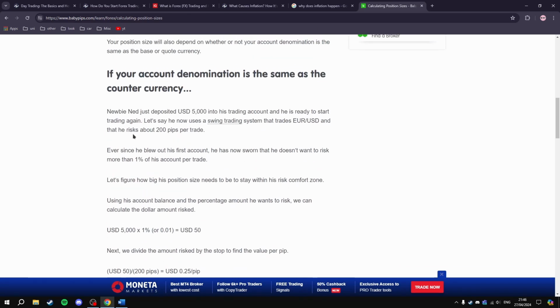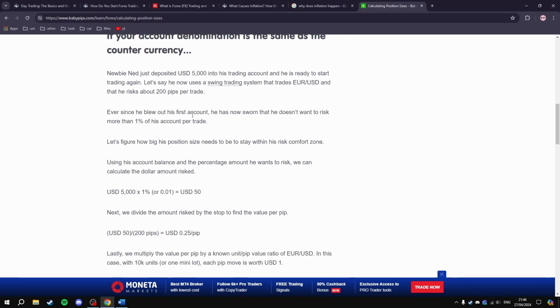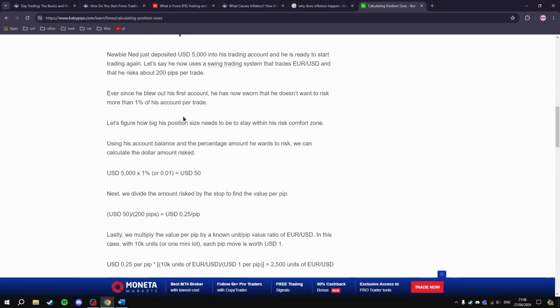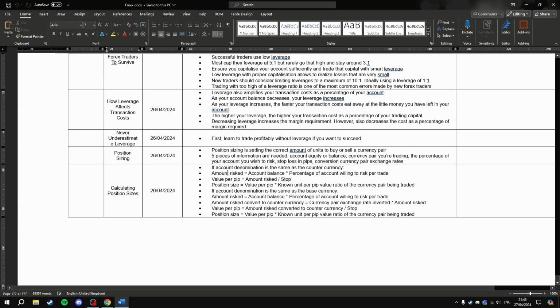So to calculate our position size, if your account denomination is the same as the counter currency, then we would do this. Amount risked is account balance times percentage of account willing to risk per trade. Value per pip is then equal to amount risked divided by the stop, and your position size would then be value per pip times the known unit per pip value ratio of the currency pair being traded.